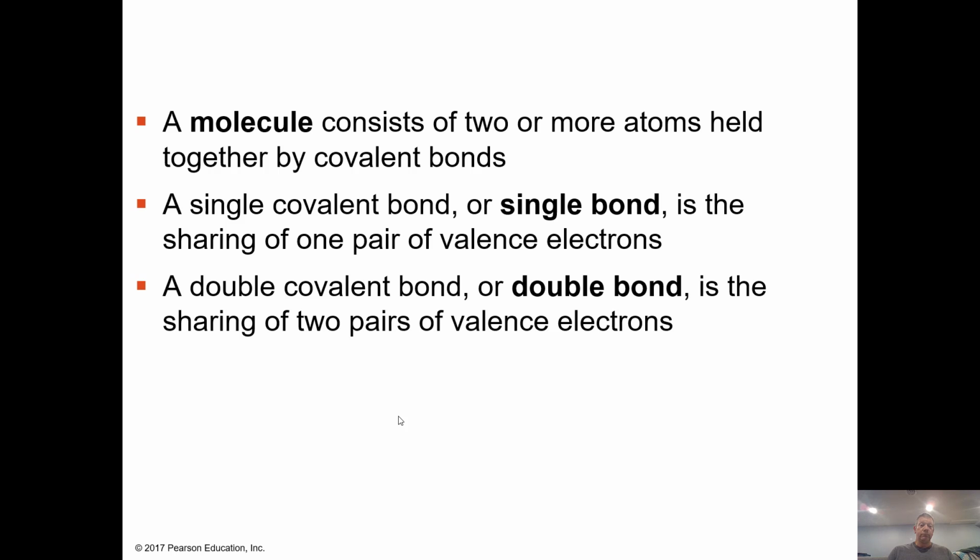So when we bond them together, we can have a single bond or a double bond or even a triple bond. A single bond is one pair of electrons being shared. A double bond is two pairs, and a triple bond is three.